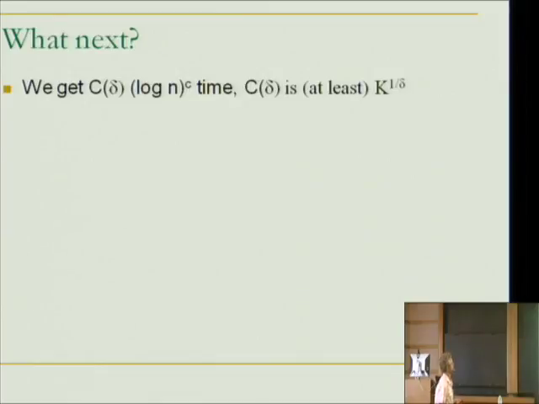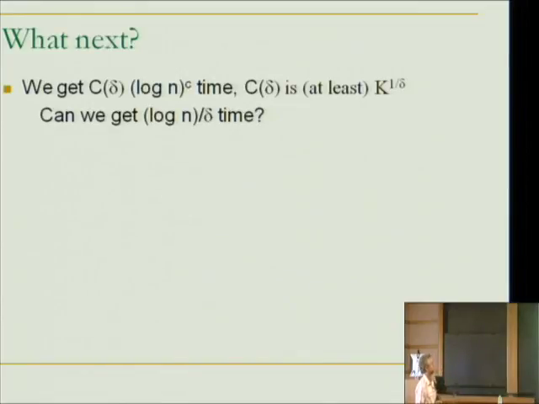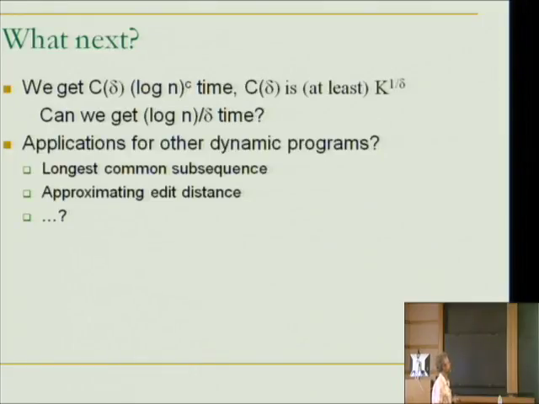Okay, so what next? We get this, and our c of delta is at least some constant to the 1 over delta. It might be k to the 1 over delta squared, I'm not sure. But the best lower bound is log n over delta, which is in the Ergün, Chazelle, Kumar, Liu paper. What they really show is that it's that hard just to tell the difference between an array being completely sorted and an array being delta distance away from being sorted. So just separating those two requires log n over delta.